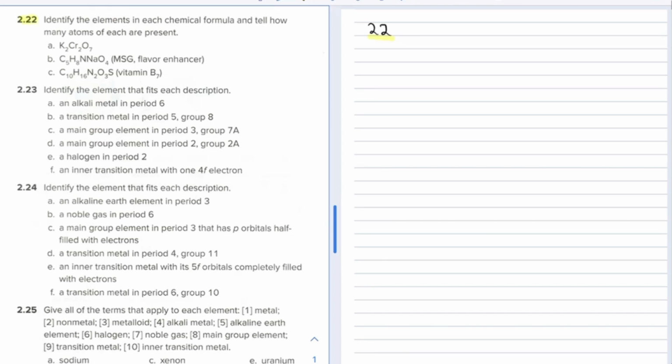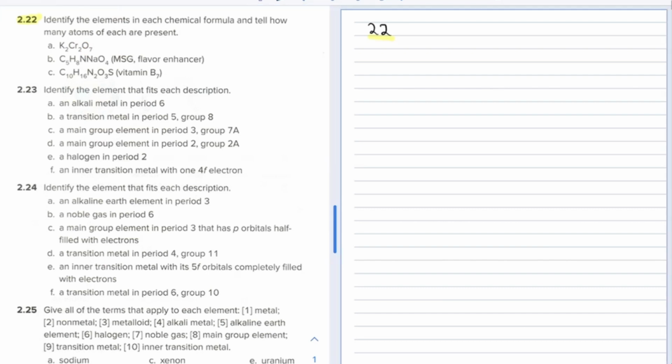Number 22. Identify the elements in each chemical formula and tell how many atoms of each are present. Pretty simple problem. You need to know that these abbreviations represent elements. You need to know what K is, what Cr is, and what O is in the first one.